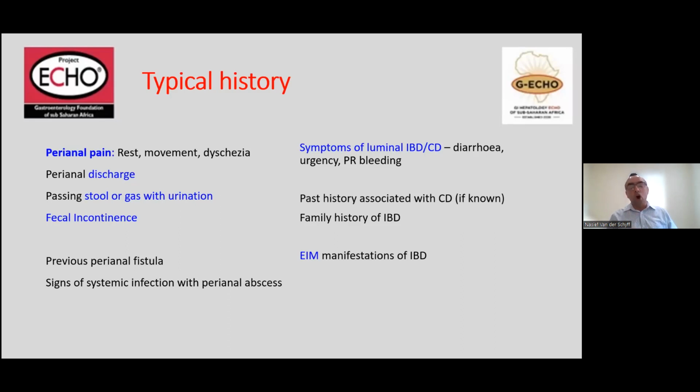But an important question to ask your patient is, when they pass urine, are they passing stool or passing gas when they urinate? That could indicate a possible rectovaginal fistula. One of the most distressing symptoms for patients is the risk of developing fecal incontinence. Also, when we evaluate patients, we ask about any previous history of peri-anal fistulas. When patients have a peri-anal abscess that's untreated, they can certainly develop signs of a SIRS response and systemic infection. But typically, as I've indicated, you may have luminal involvement.